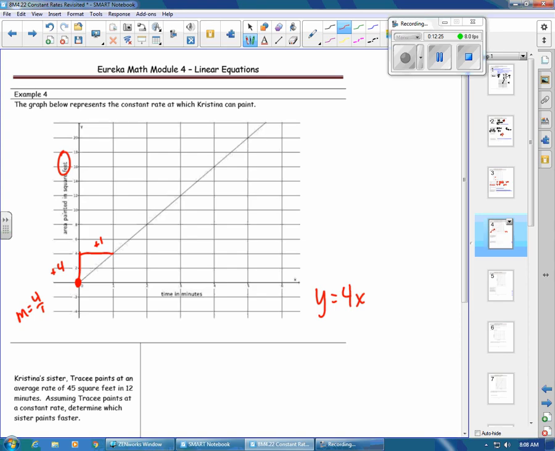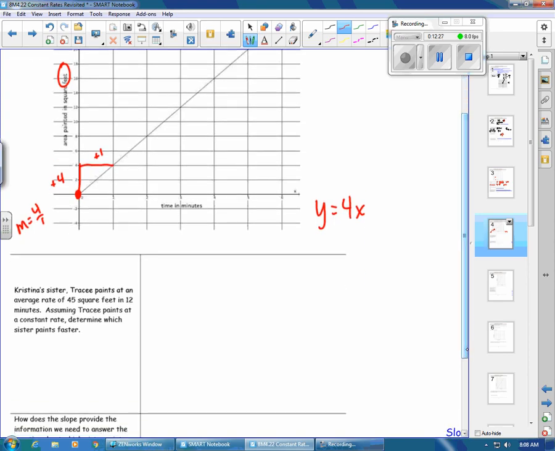Christina's sister Tracy can paint at an average rate of 45 square feet in 12 minutes. Oh, you know what? I said per hour. This is actually in minutes. I was just thinking, oh, I've got to do a conversion there. I did it wrong. But it's not. This is time in minutes. So Christina paints 4 feet in 1 minute. So Tracy paints 45 feet in 12 minutes.